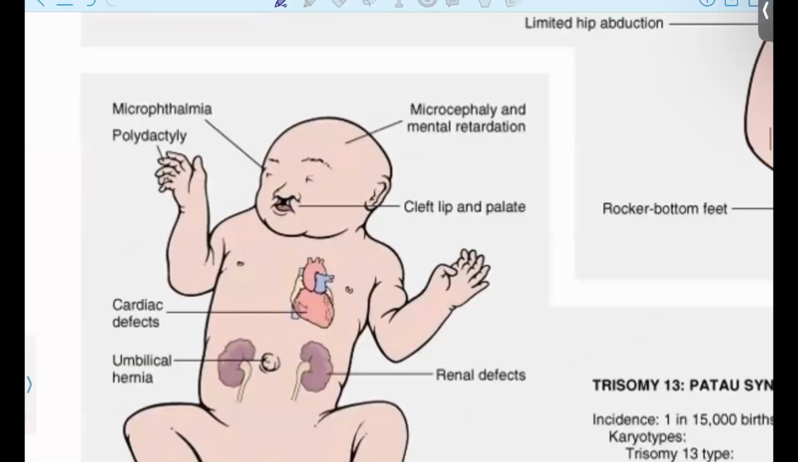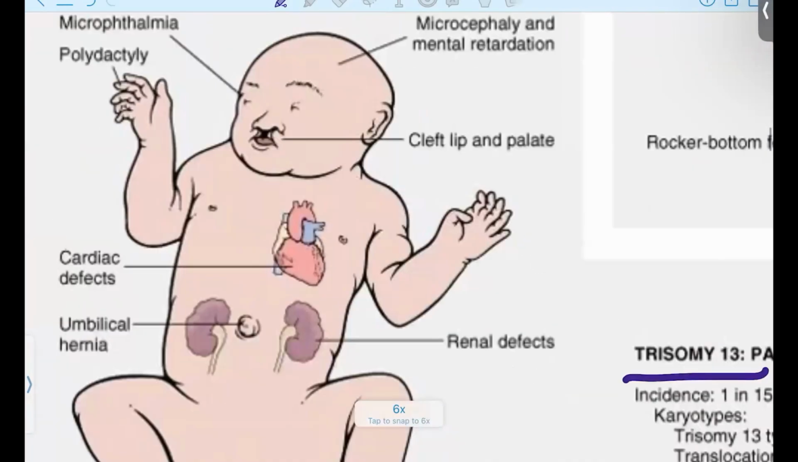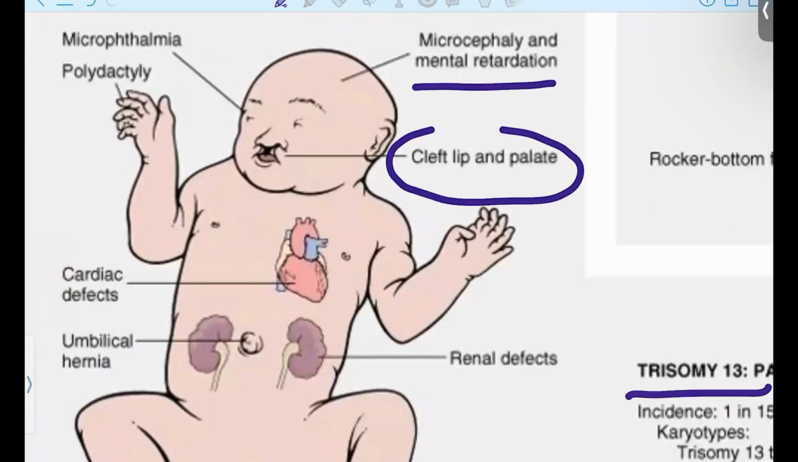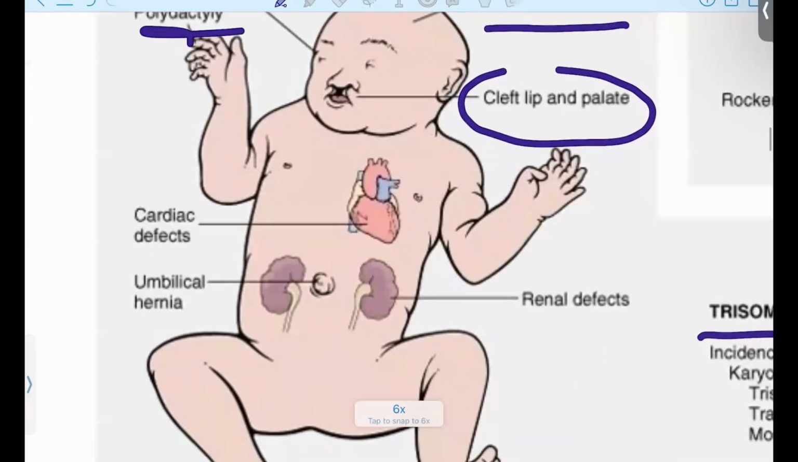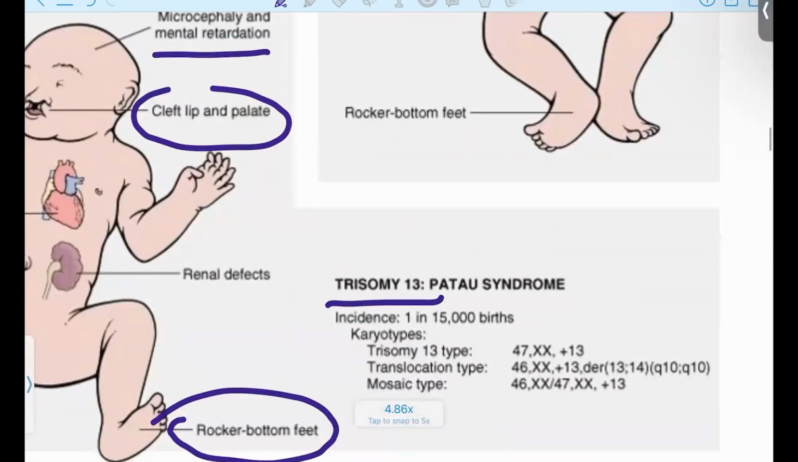Next, Patau syndrome, trisomy 13. The patient will have cleft lip, cleft palate, mental retardation, microcephaly, and polydactyly. Umbilical hernia is also common here. The patient has rocker bottom foot, which is seen in Patau syndrome.